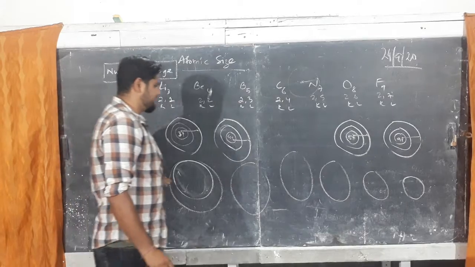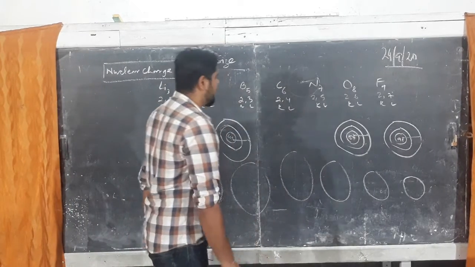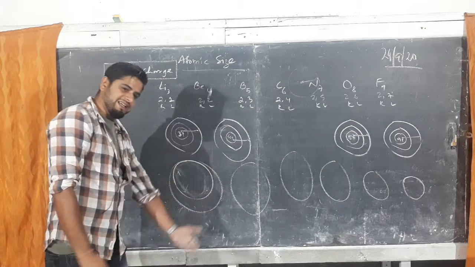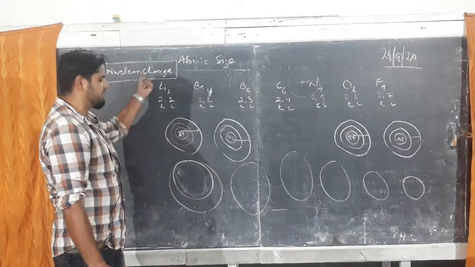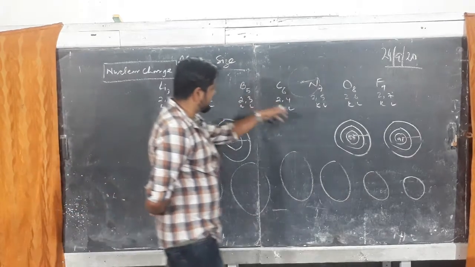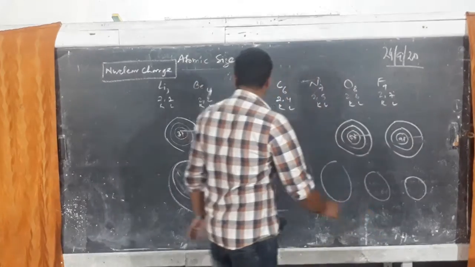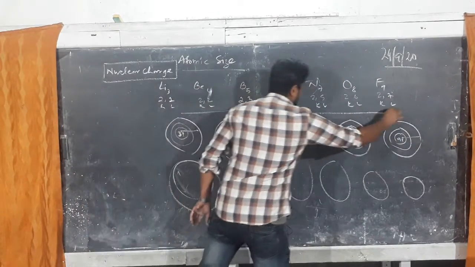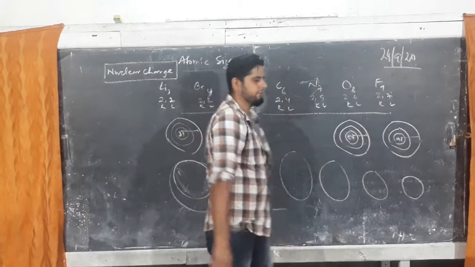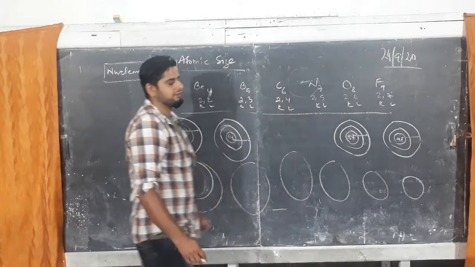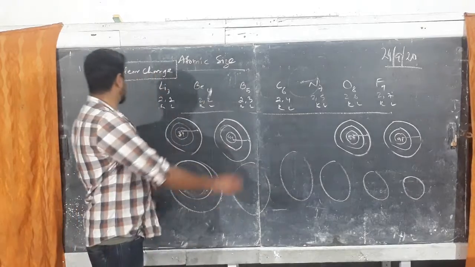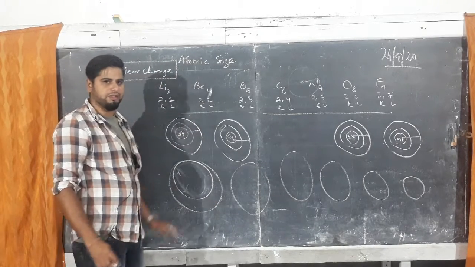So as we move from left to right of the periodic table, what is happening? Size is decreasing. Why is size decreasing? Because there is an increase in the nuclear charge, for example 3, 4, 5, 6, 7, 8, 9. As you can see, size is decreasing while nuclear charge is increasing. So the very important size determining factors are number 1, the number of shells, and number 2, nuclear charge. Got it?